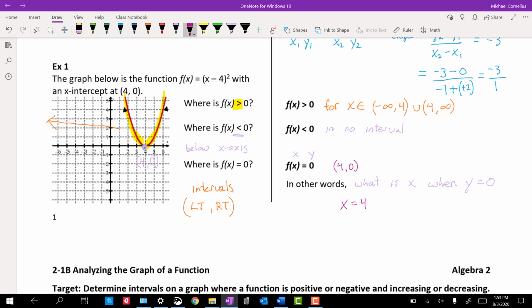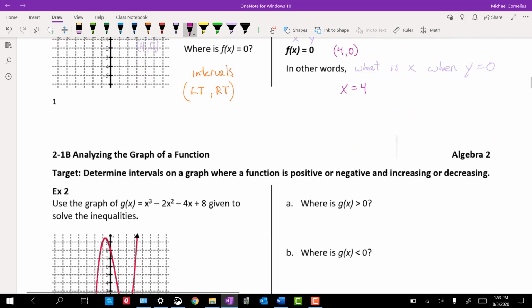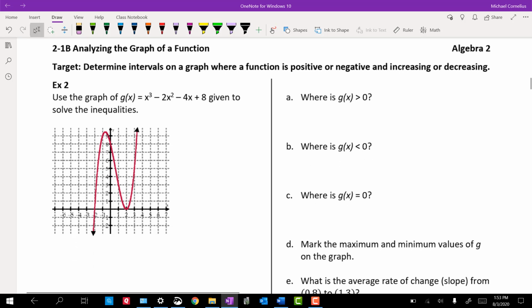Hopefully that one made sense. All right. Next page. I would encourage you again, if you can, to turn off the video and try on your own. See if you can come up with this.